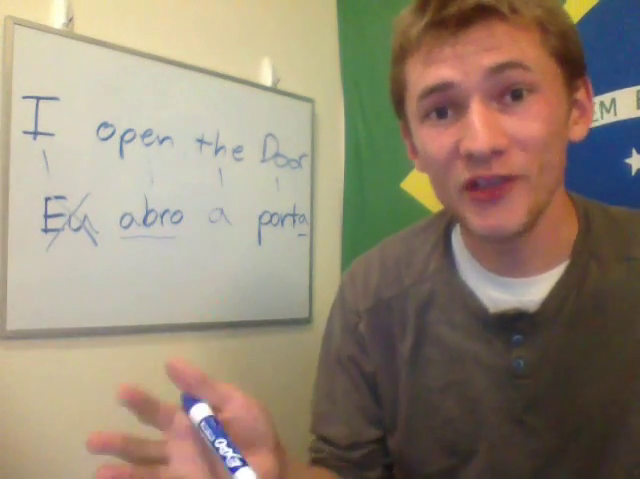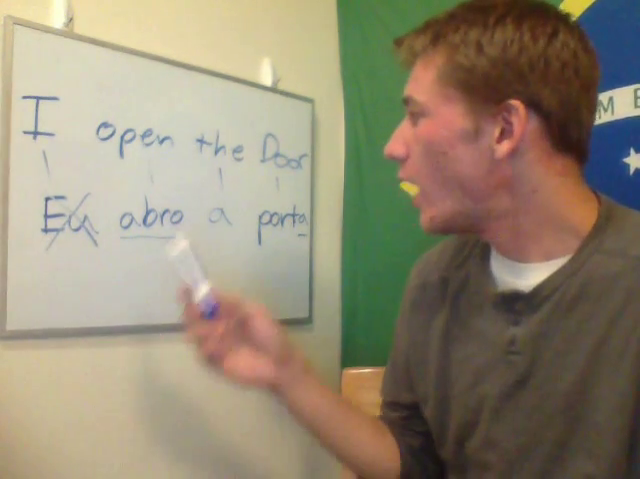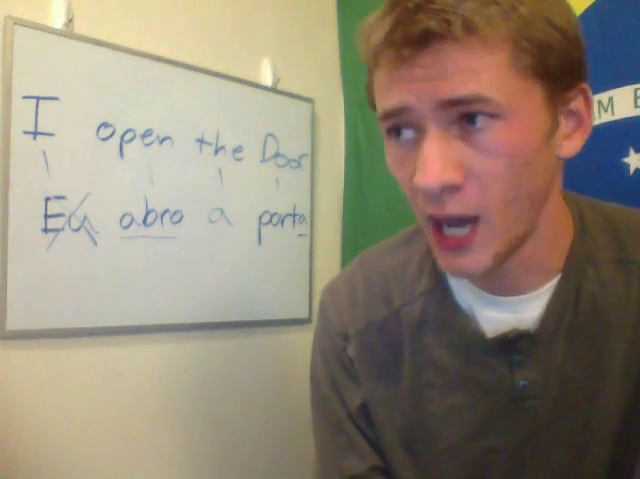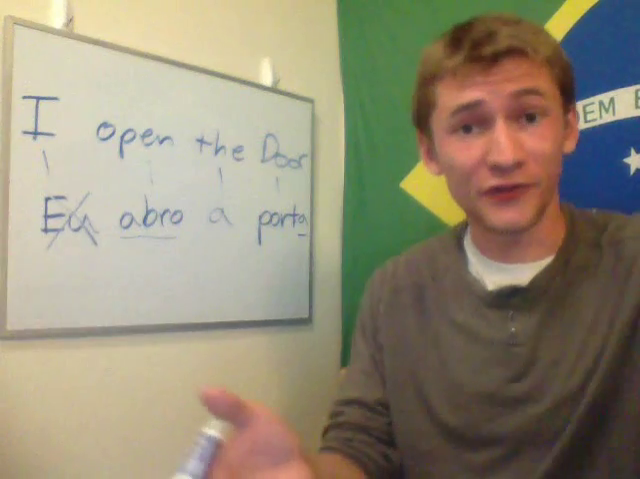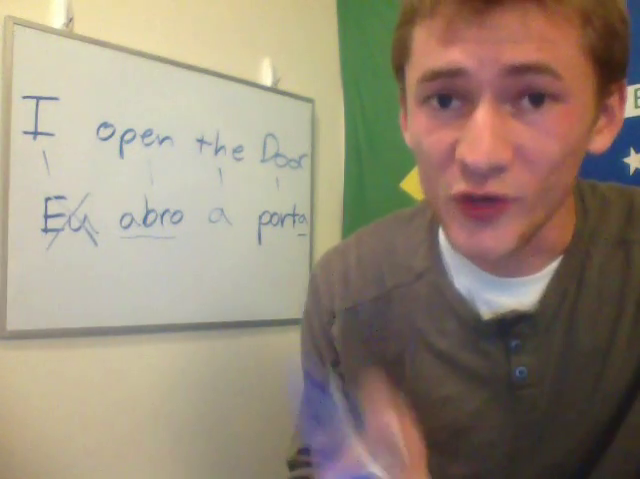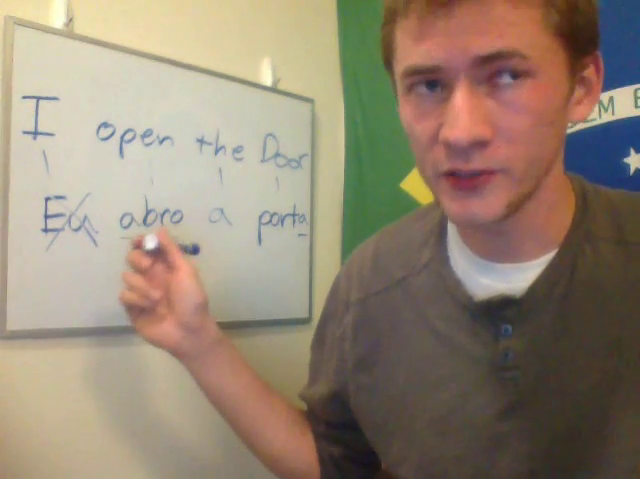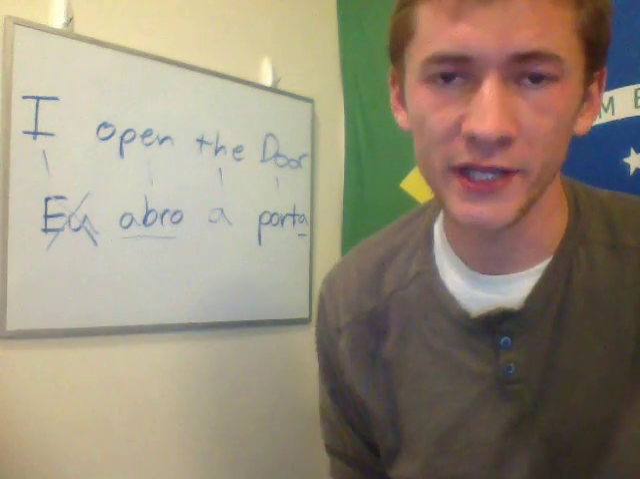And now if we put it together, we have our complete sentence. Eu abro a porta. Or if you're just lazy and you don't want to say eu, you can just say abro a porta. And that's it. You've created your first sentence. If you went to Brazil right now and you said that sentence, every single Brazilian will understand you and also wonder why you would say a kind of random sentence to a stranger.